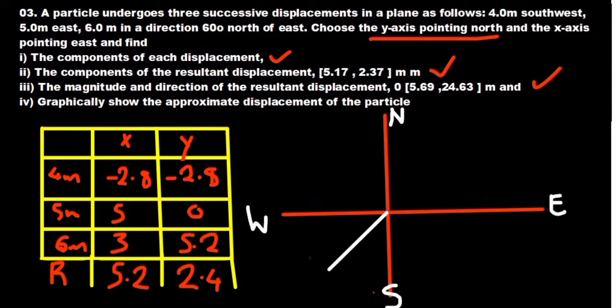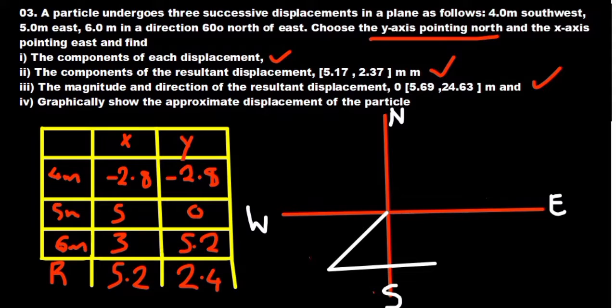Then we are told 5 meters east. So we moved 5 meters east. It's supposed to move to the east, approximately that. It's supposed to be parallel to the x-axis.